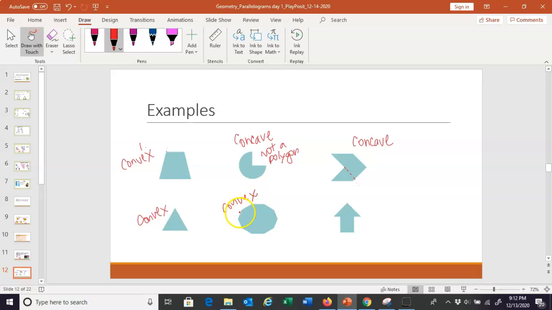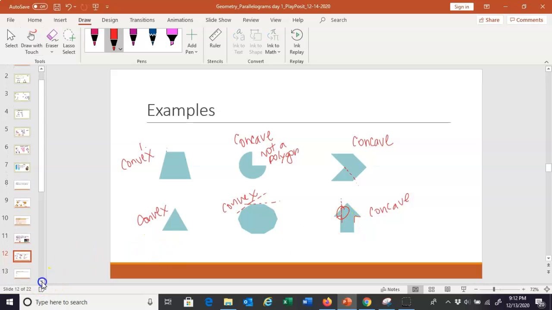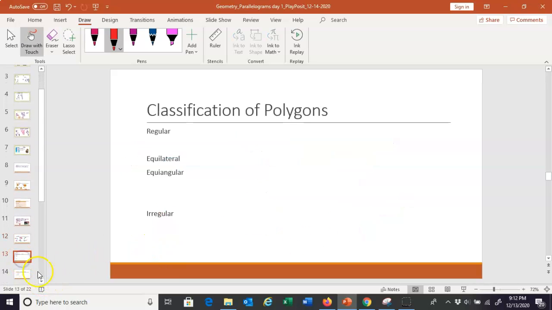Convex, all these sides are going to be on the outside of the shape. And the arrow is concave. You kind of have two little caves here. And you can always do the test. You can always try to extend an edge, and if it crosses through the shape, you know it's concave. So we have convex and we have concave.